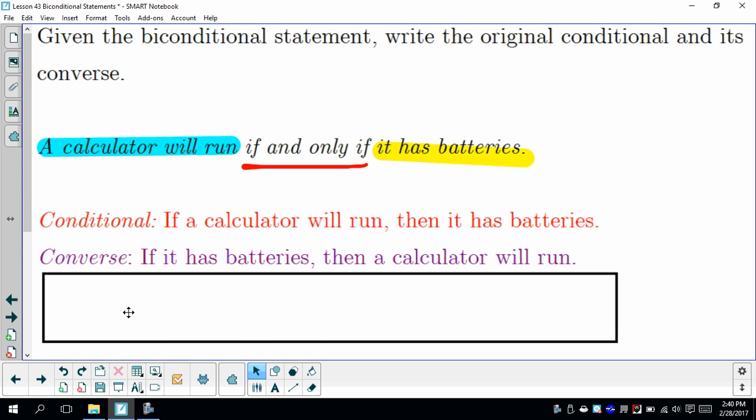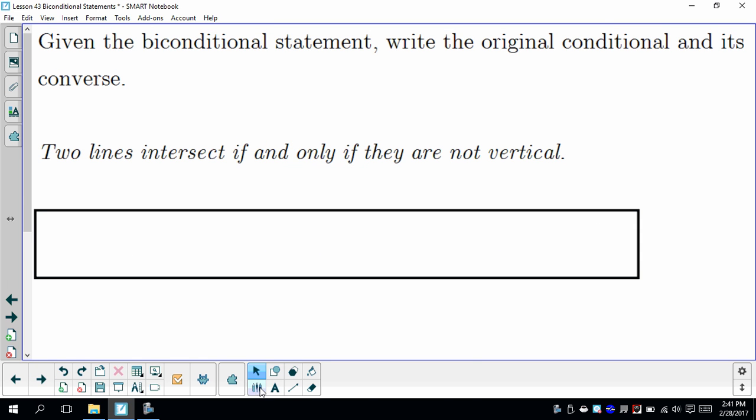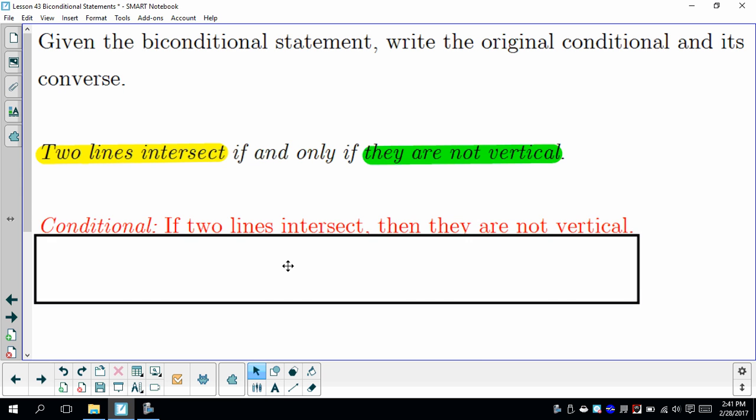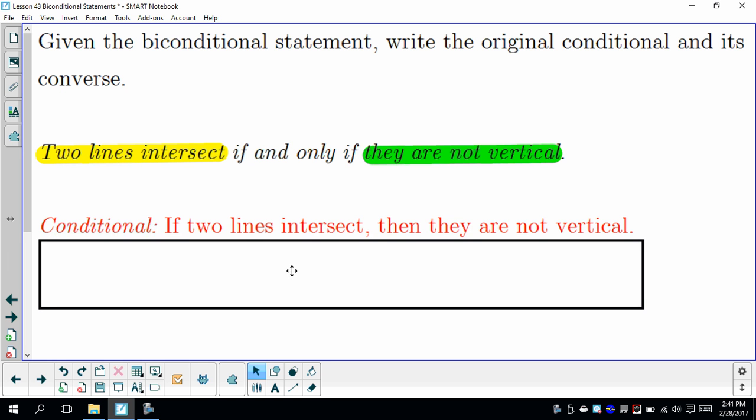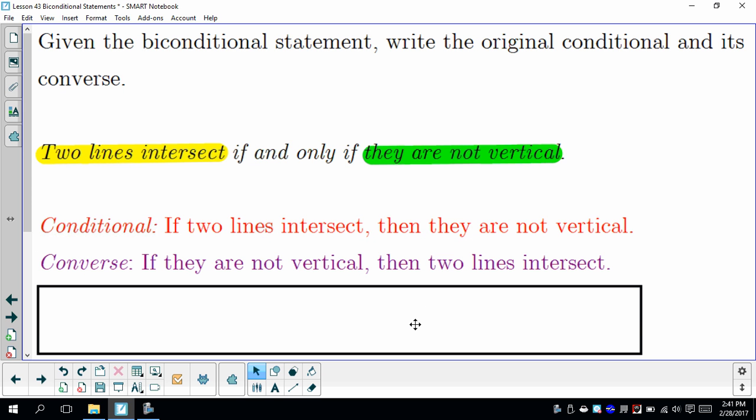So essentially here, we haven't talked very much about truth value, if at all, but both the conditional and the converse should make sense, because in order to write a biconditional, they both have to be true statements. So let's try another one. We're going to have to get rid of the if and only if. Two lines intersect is our P. They are not vertical is our Q. So to write the conditional, we put the if-then back in there. If two lines intersect, then they are not vertical. And then we can write the converse by switching P and Q. If they are not vertical, then two lines intersect.